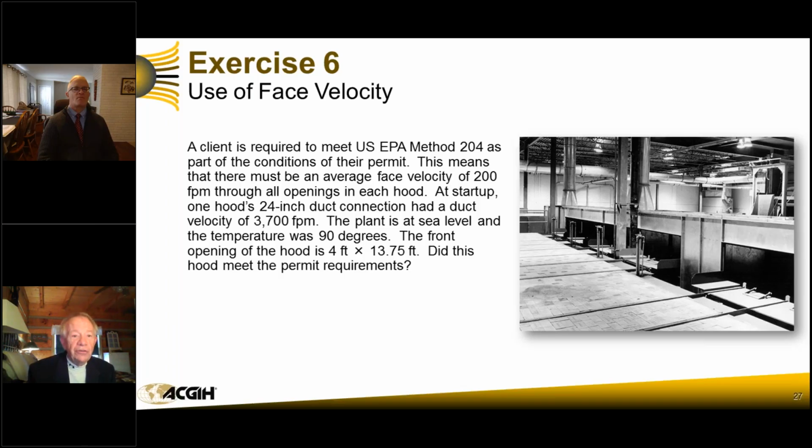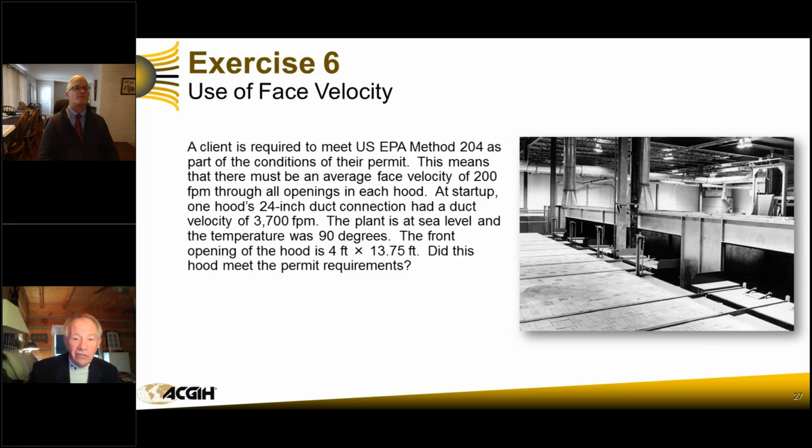At startup, one hood's 24-inch connection had a duct velocity of 3,700 feet per minute. The plant is at sea level, and the temperature was 90 degrees. So we are at sea level, but we're at 90 degrees. Now, the front opening is 4 feet by 13 and 3/4 feet. Did this hood meet the permit requirements?